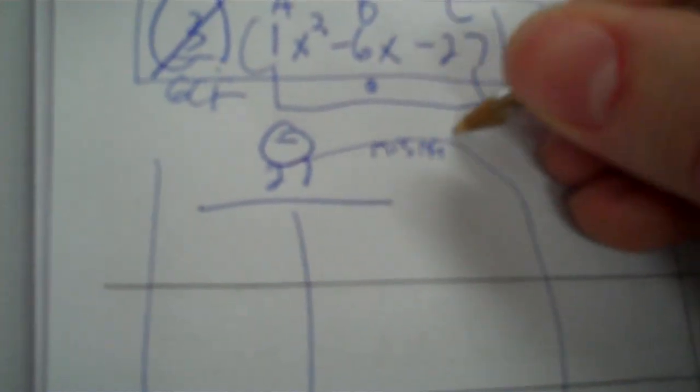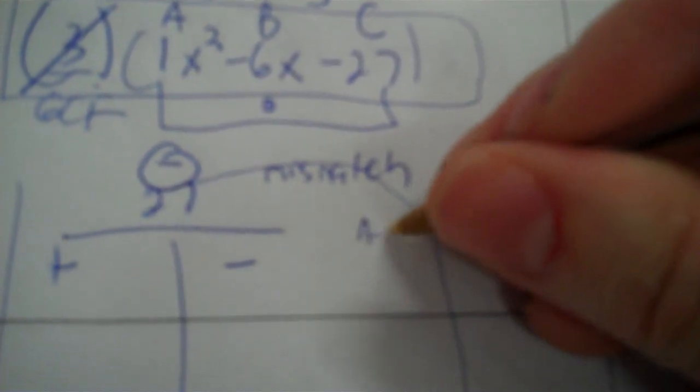1 times negative 27 is negative 27. So it's got to be a mismatch. The factors have to mismatch, and we have to add to negative 6. 1 and 27, that's negative 26. 2 is a decimal. 3 and 9. That adds to negative 6. You found it. So you put in your positive 3, your negative 9.